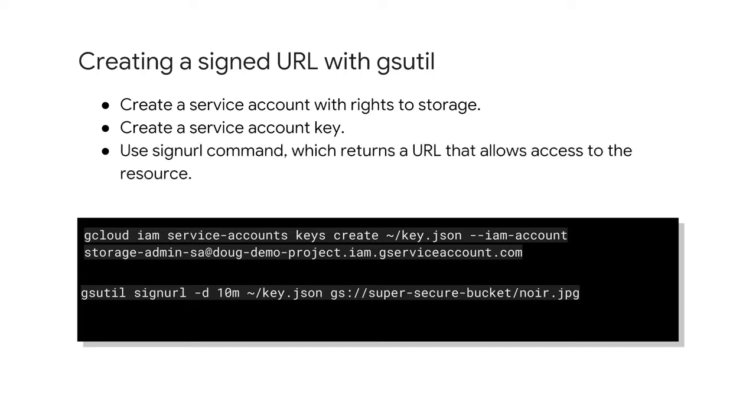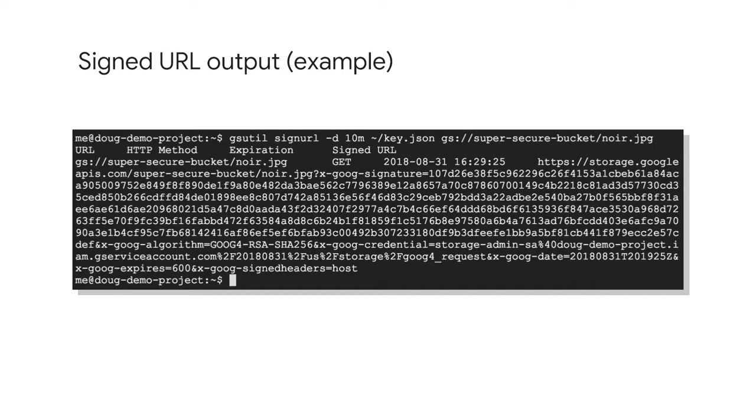key.json. Lastly, use the GSUtil sign URL command to specify the service account key and object that we want to allow access to. Note that the -d parameter specifies how long, i.e. the duration, the URL will be available for. Once requested, the GSUtil command will return the signed URL. An example of a signed URL is shown on the slide.